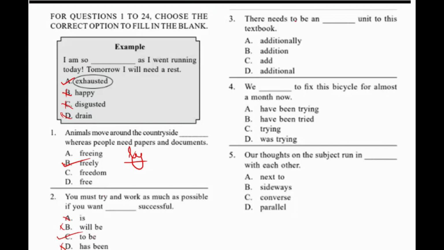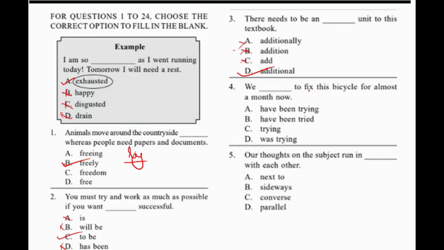Now, there needs to be an dash unit to this textbook. Here you have to use the correct adjective. Additionally unit, no. Addition unit, no, even this can't be the answer. Add unit, no. It should be additional unit. There needs to be an additional unit to this textbook. This is our correct answer.